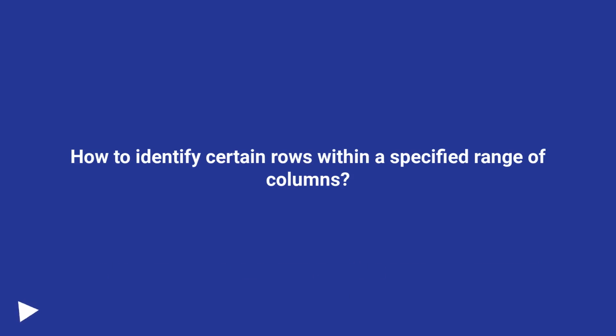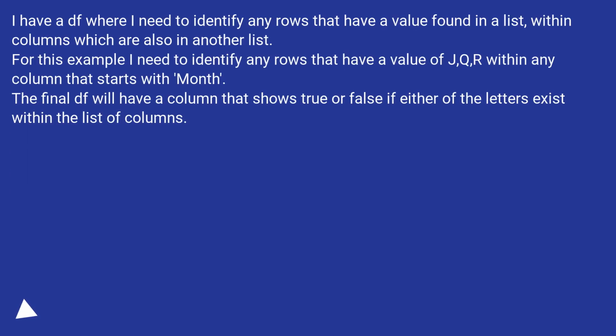How to identify certain rows within a specified range of columns? I have a DF where I need to identify any rows that have a value found in a list, within columns which are also in another list.